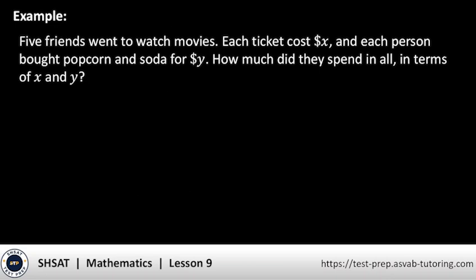Moving on. 5 friends went to watch movies. Each ticket cost X dollars, and each person bought popcorn and soda for Y dollars.